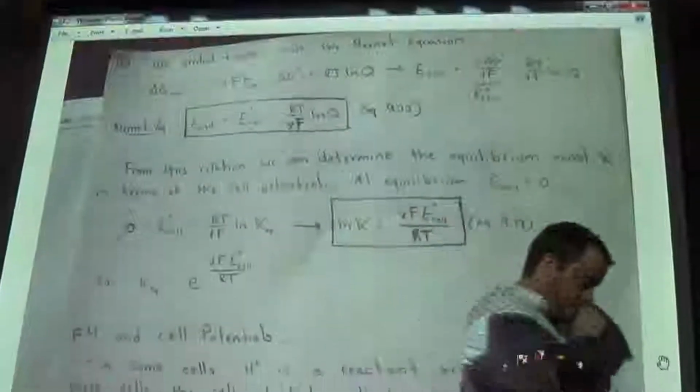Obviously then, to obtain the equilibrium constant, you take E to the power of VFE cell over RT. All right? Pretty simple. You guys have probably seen that before. We'll look in a second at some of the effects on this.